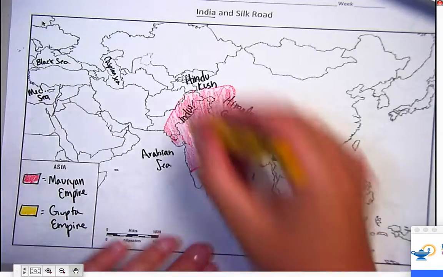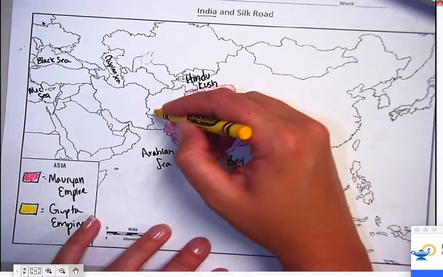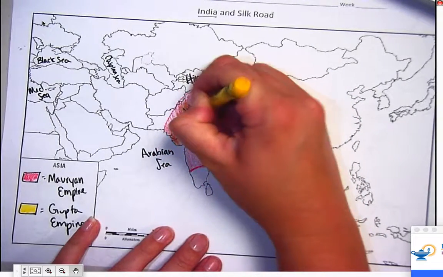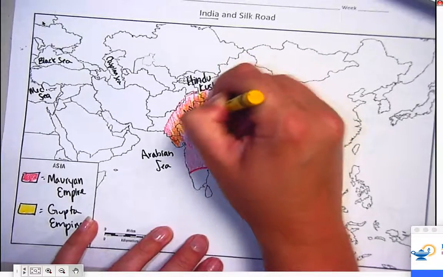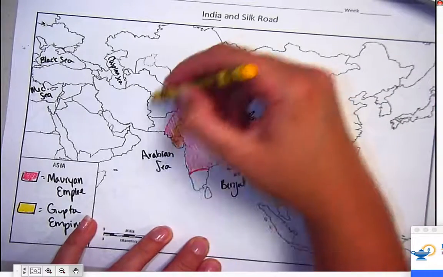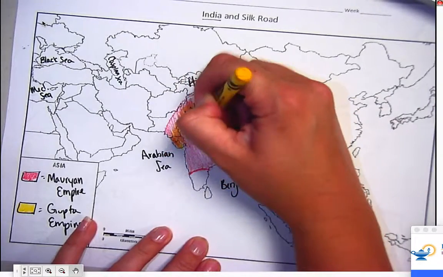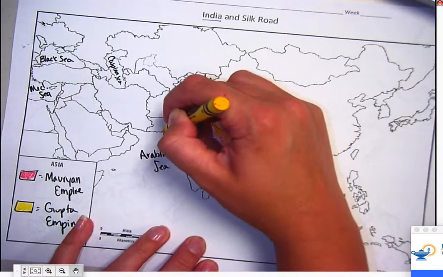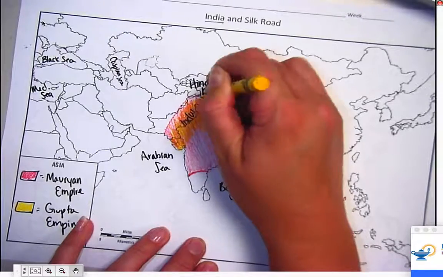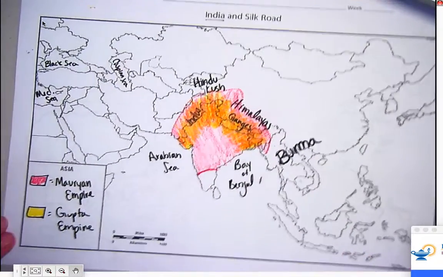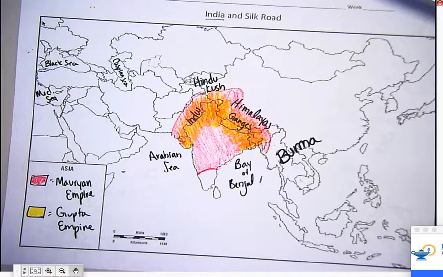And then the Gupta Empire is going to rise. In my map, it's going to be yellow. The Gupta Empire is going to be started by Chandragupta. And Chandragupta's empire, although it's going to be very important, it is not going to be nearly as big as the Mauryan Empire. So it is mostly going to follow along these two major rivers that have a religious significance to Hinduism. Okay, and that's all you need for your map. I'll give you a minute to finish coloring in your map.